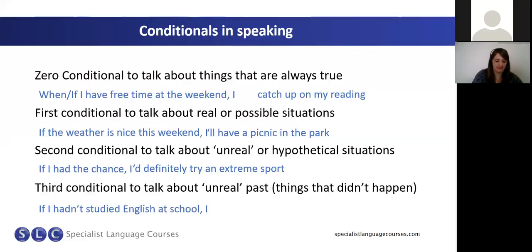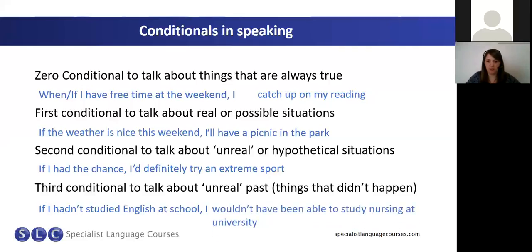Okay, let's have a look and share my idea. If I hadn't studied English, I wouldn't have been able to study nursing at university. So the real situation, I studied English and I was able to study nursing at university. But if I want to talk about how things could have been different, I can use the third conditional to show that. Okay, let's have a look at how you can use the third conditional in writing.